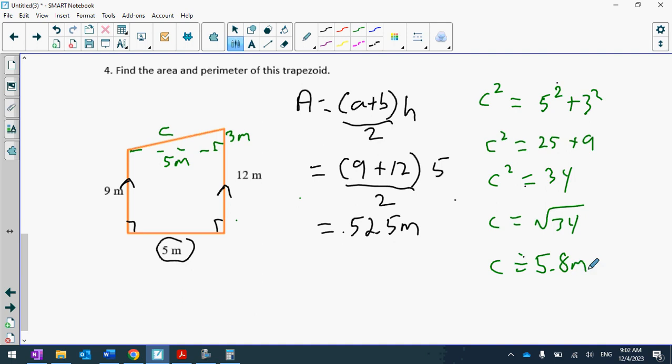And then we have everything we need to calculate the perimeter. It's just a matter of adding up the 4 sides. 12 meters, the side we just found, which is 5.8 meters, and 9 meters. Gives us our total perimeter. Let's see. Which is about 31.8 meters.